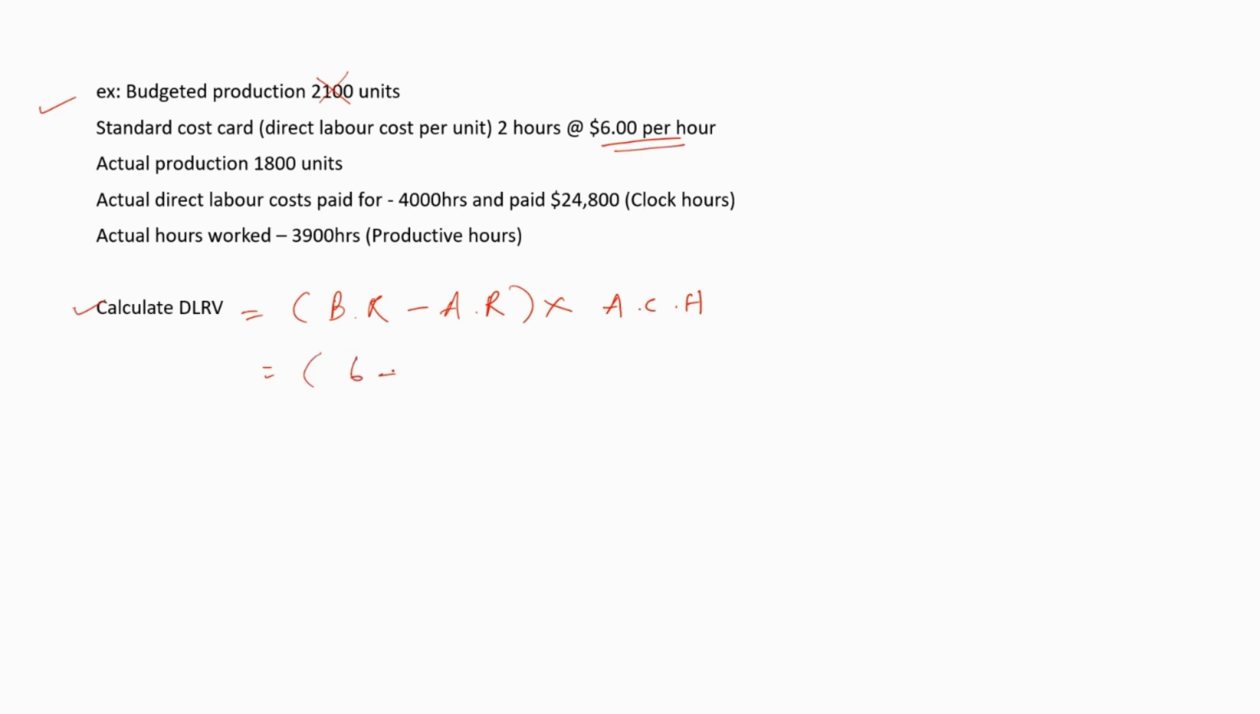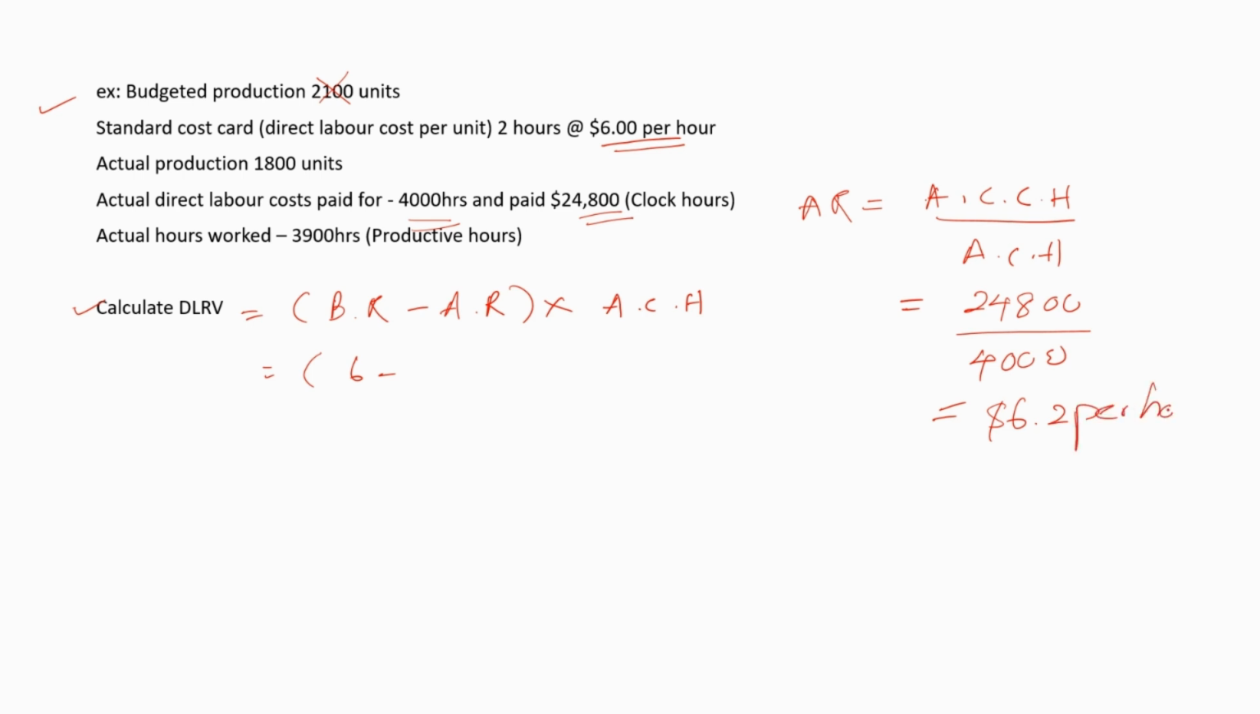What is the actual rate? They have not given the actual rate directly. So we have to calculate the actual rate, which is equal to actual cost paid for clock hours divided by the actual clock hours. So this is the amount paid and this is the clock hours. So the actual rate is equal to $6.2 per hour.